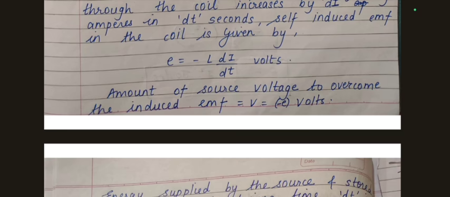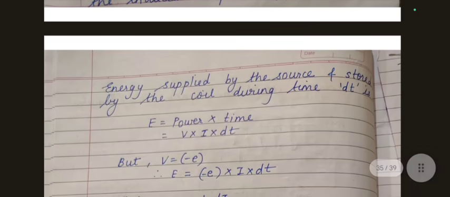So V is there, just replace and substitute, I can say it with minus E. Remember minus E volts. So here, energy supplied by the source and stored by the coil during time t. Remember this formula of energy, which is power into time. Now what is power? Power is V into I, voltage into current, right? And time, replace it by dt.